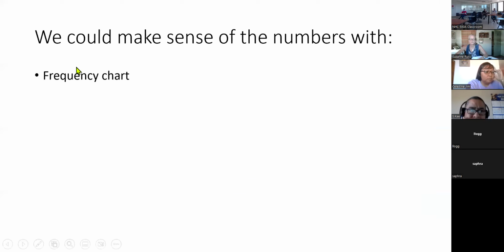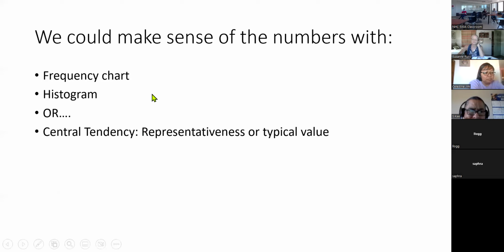And you already know that we could make a frequency chart. We could figure out how many people had 8, how many had 5, things like that. And you already know that you could create a histogram to really show that frequency data a little bit better. But now we're going to talk about working with the numbers in a little bit different way.